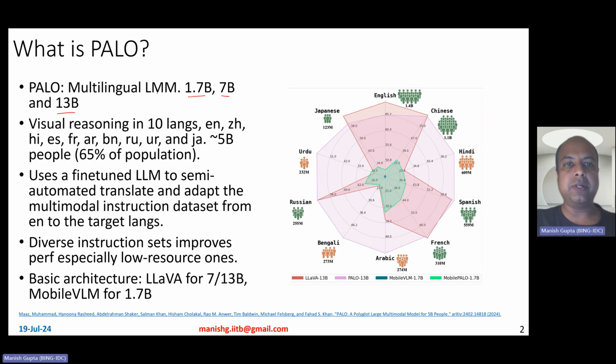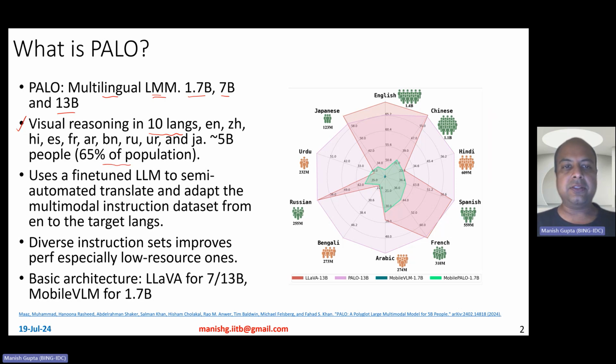And multimodality basically means that it can do visual reasoning, and multilinguality means that it can do visual reasoning in 10 different languages: English, Chinese, Hindi, Spanish, French, Arabic, Bengali, Russian, Urdu, and Japanese. Which basically account for about 5 billion people. That is about 65% of the world population.